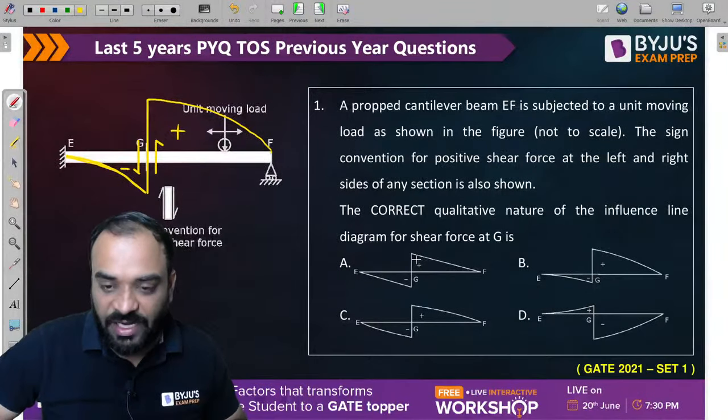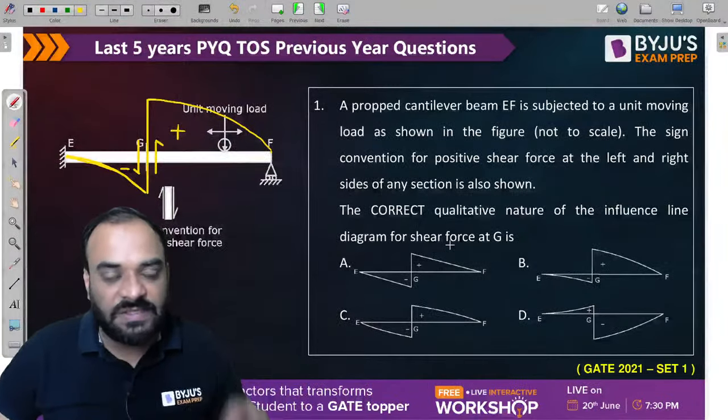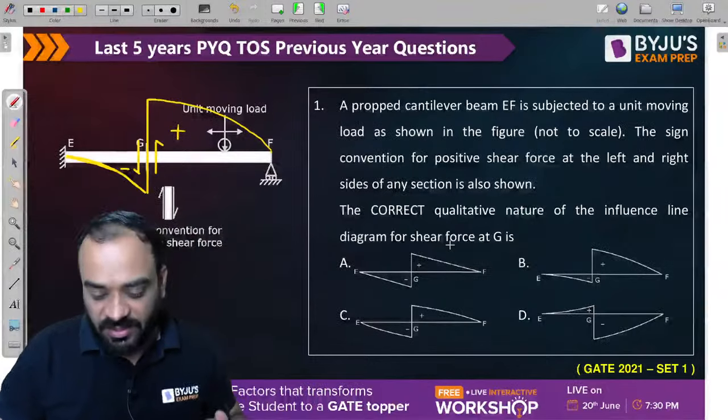Now kindly observe and tell me which one is the correct answer. Which one will be correct among these? A, B, C, D. Tell me guys.